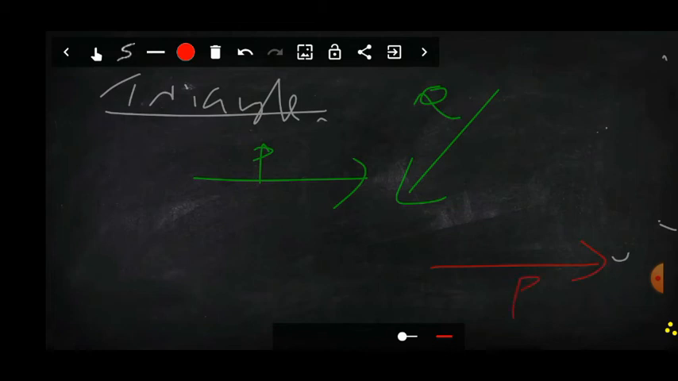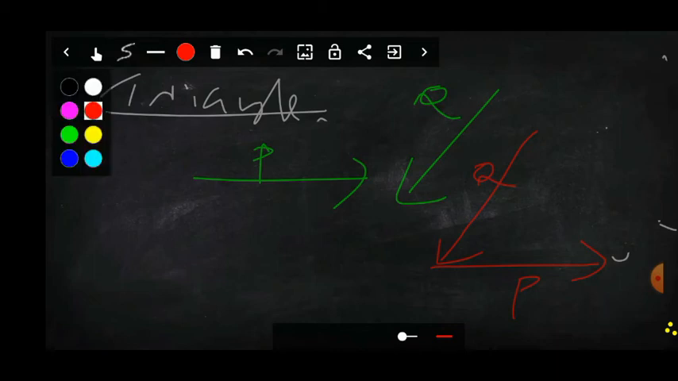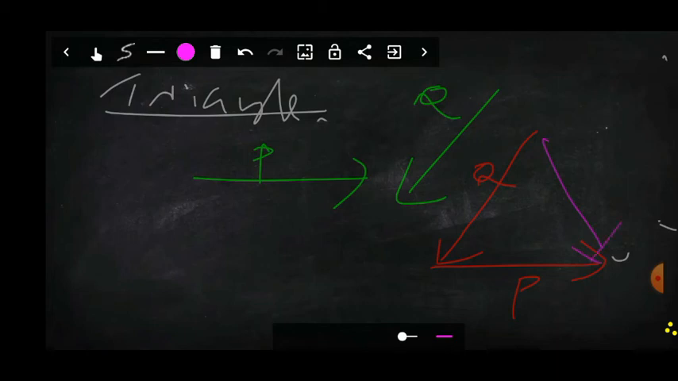Then the head of one vector should be joined with the tail of the other one. Then just consider the vector Q in this manner. Now the head of this P is joined with the tail of this Q. Then the open end we have to close. Now this gives the resultant of P and Q, the vector P plus Q. This vector gives the resultant. Okay, this is the triangle law of vector addition.